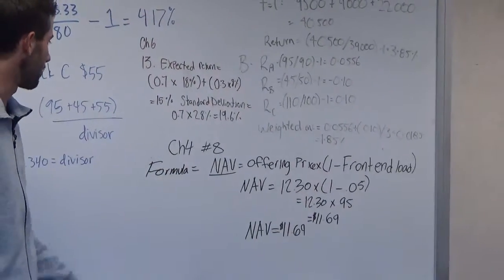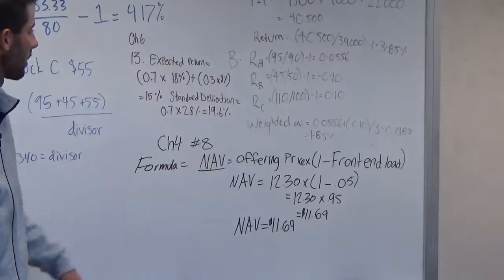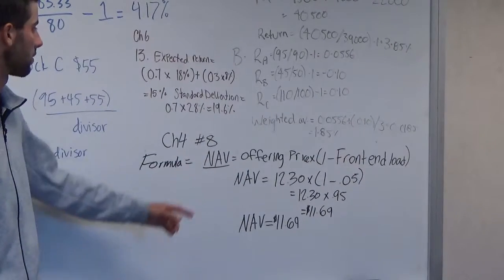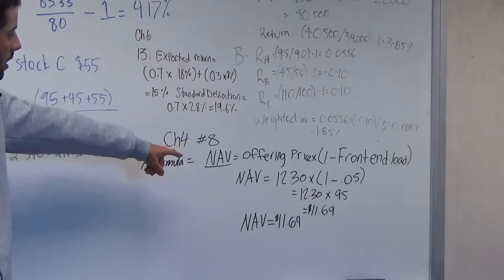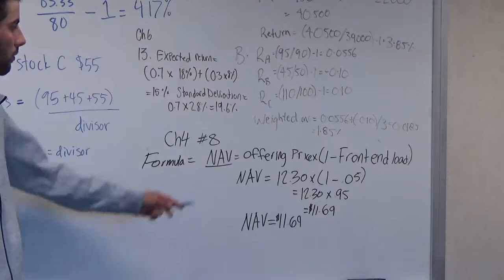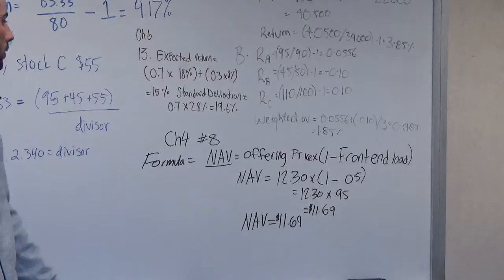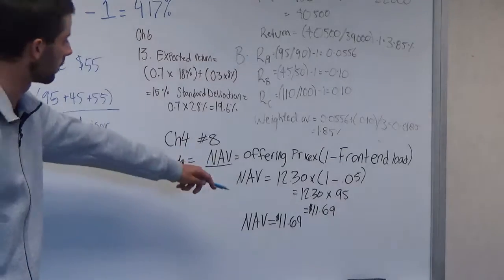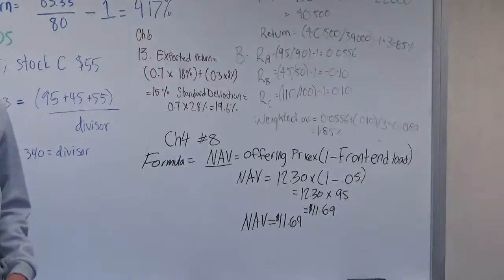Oh, absolutely. So the NAV equals offering price times 1 minus the front end load, so net asset value equals 12.3 times 1 minus 0.05, because the 0.05 was the front end load, and that comes out to 11.69. So can I trade mutual fund shares throughout the day?